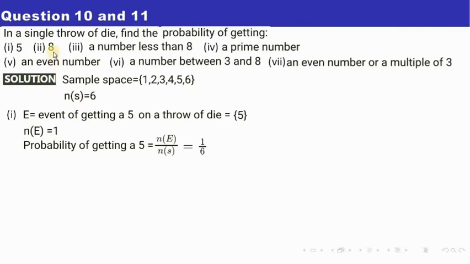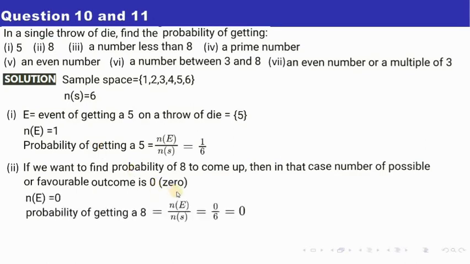Okay, so let's see the second part. The second part says we want to get 8. Is it possible to get 8 when you throw a die? No, right? You will get 1, 2, 3, 4, 5 or 6. Any one of them you will see, but you will never see 8. So this becomes your impossible event, right? And we know that the probability of an impossible event will always be equal to 0. So my answer for this particular question becomes 0. You may pause the video to note down.